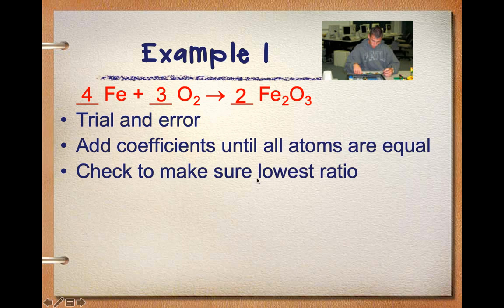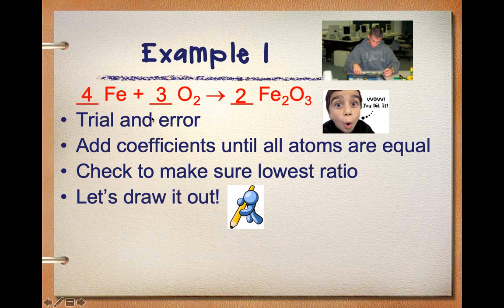Then I check to make sure, do I have the lowest ratio? A 4, a 3, and a 2. Can they all be divided by the same number? Nope. There won't be whole numbers anymore. So 2 times 2 is 4 irons. 3 times 2 oxygens on this side, 2 times 3 oxygens on this side. Everything is balanced. We did it.